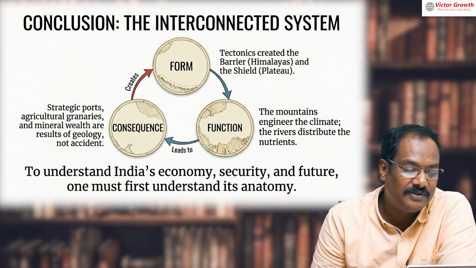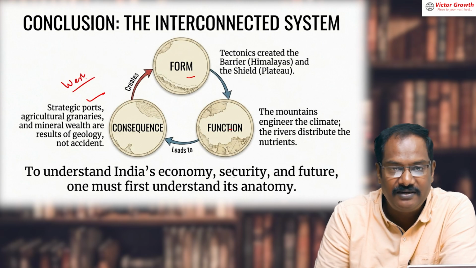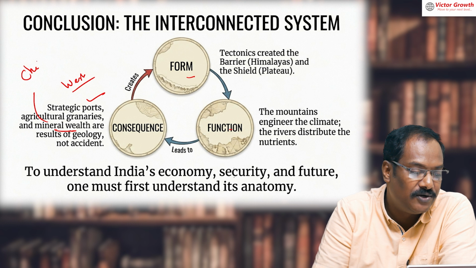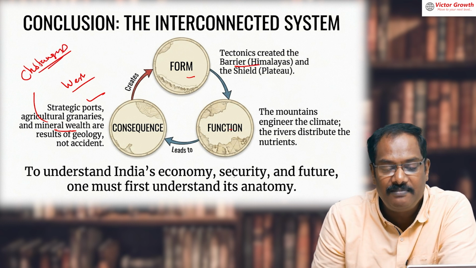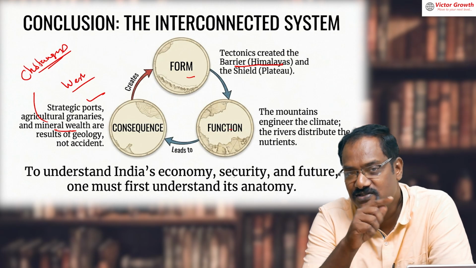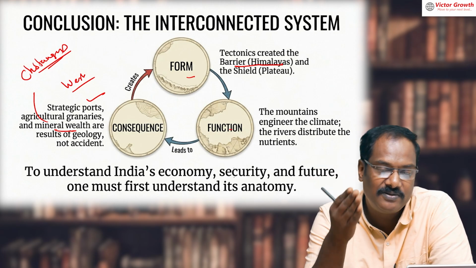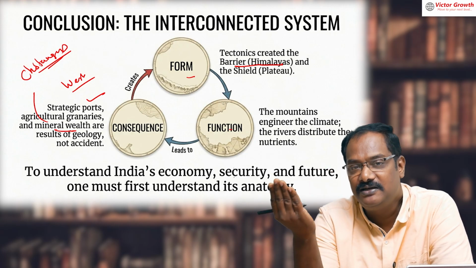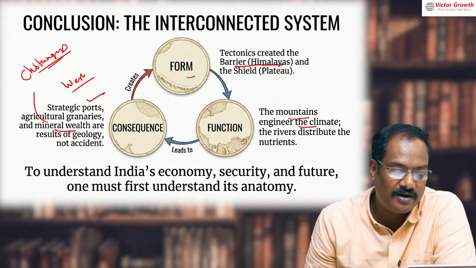Form, consequences and functions are interlinked. Ports are available on the western coast because the depth was high. Mineral wealth is there; you can say Chota Nagpur Plateau. And then the mountain Himalaya acts as a barrier. Two things it does. It is not allowing the southwest monsoon to enter into China or somewhere else. It is stopping it so that India is having rainfall. The other one is it also acts as a shield from the cold wind coming from Central Asia. Mountain engineering, climate, water divide, all these are there.